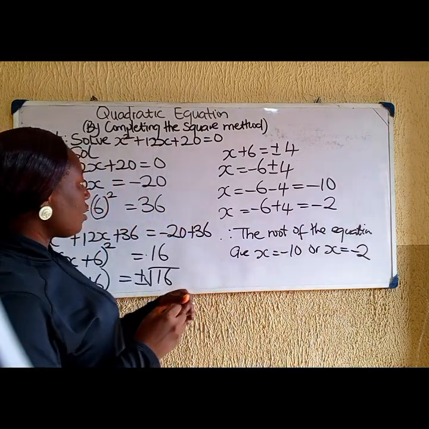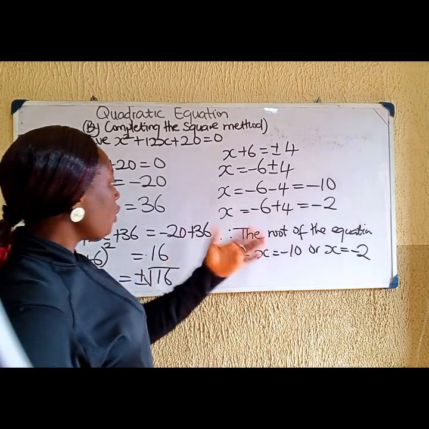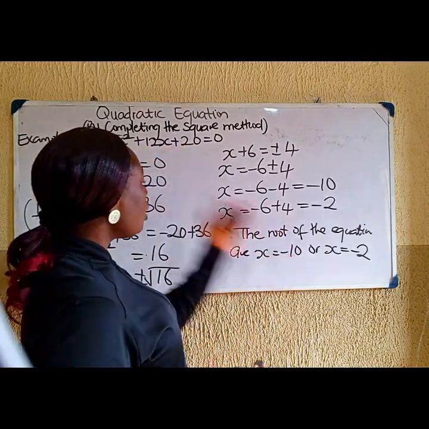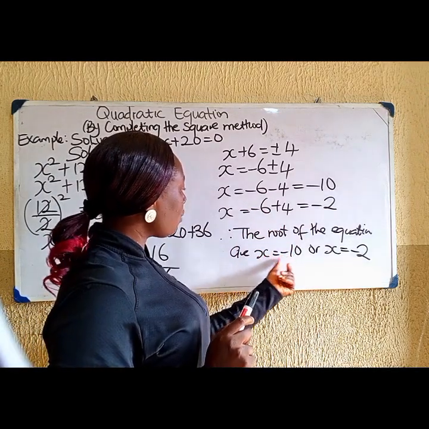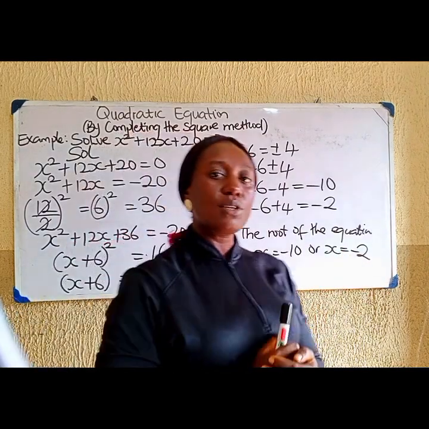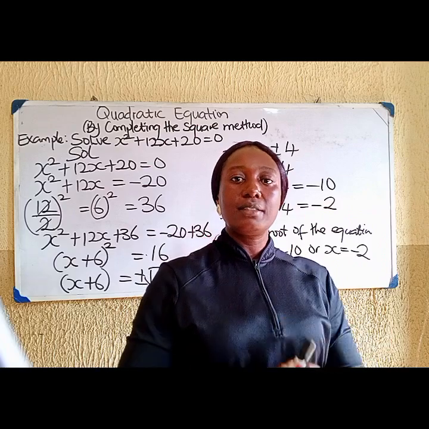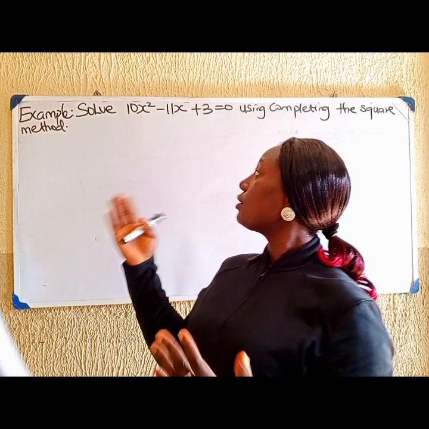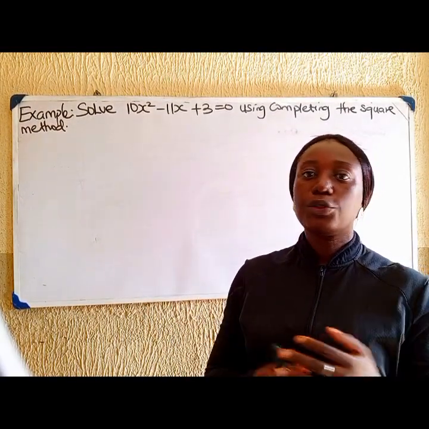And when you check, when we solved by the factorization method in our previous video, we solved exactly the same question. So when you check the two answers, you can see that we got x equal to minus 10 or minus 2, showing that whichever method you use out of the 4 methods, you will arrive at the same answer. Now we are going to solve more examples using the completing the square method.